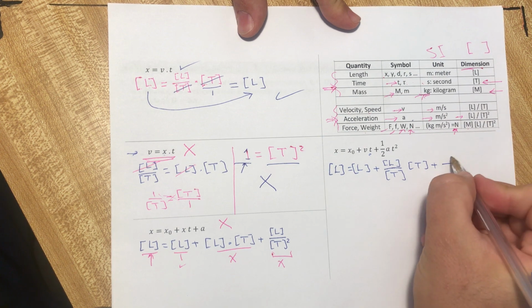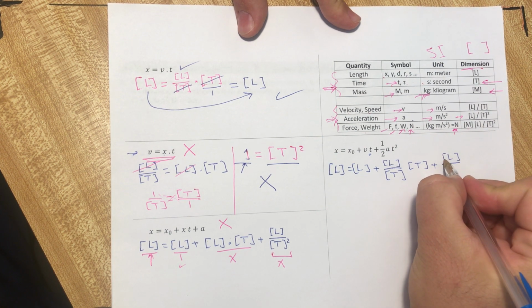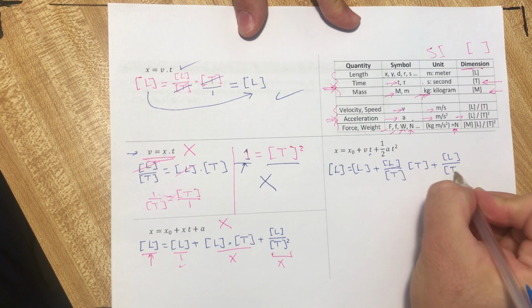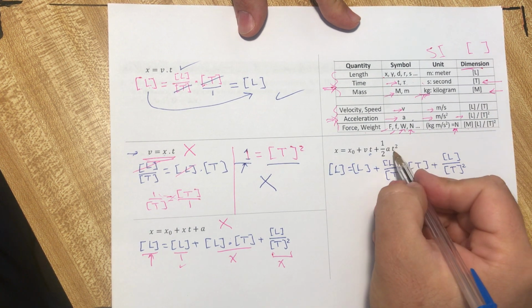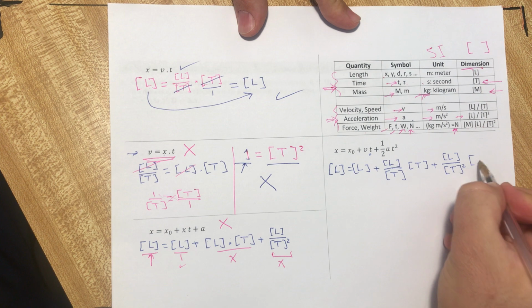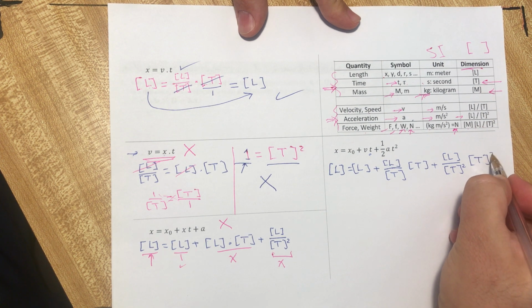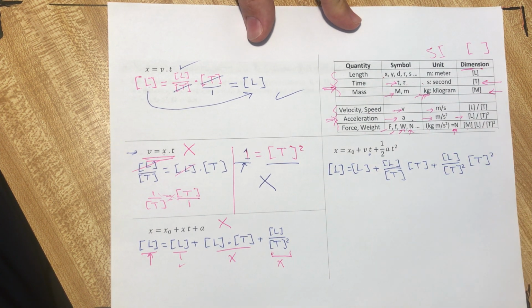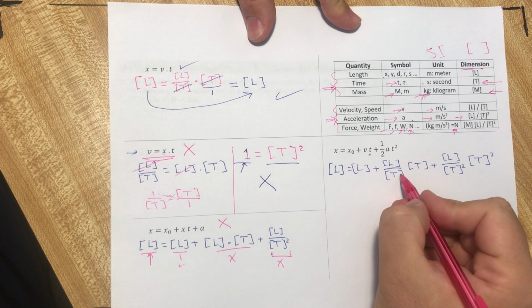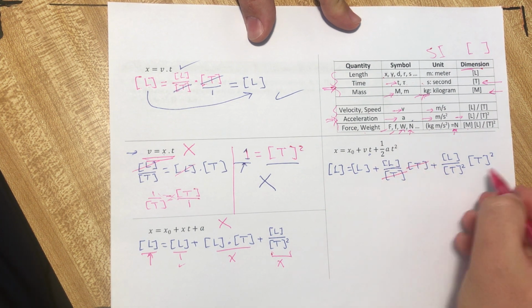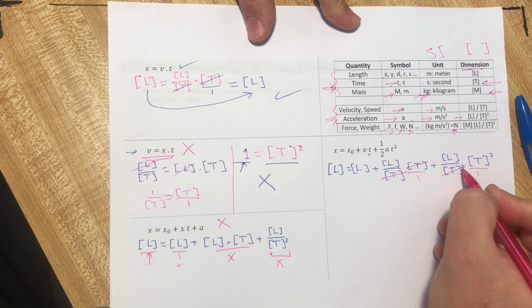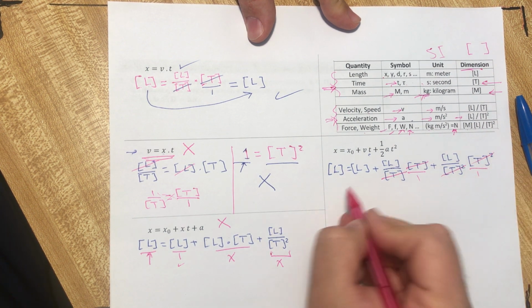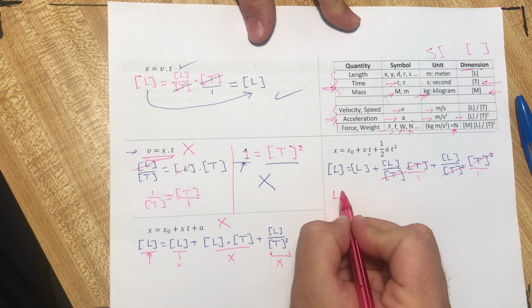Length, divided by time, which is squared in this case, multiplied by squared time. Look at this. I can cancel this by this, because this is over 1 and this is over 1. Cancel this squared with this squared, and look at the final result.